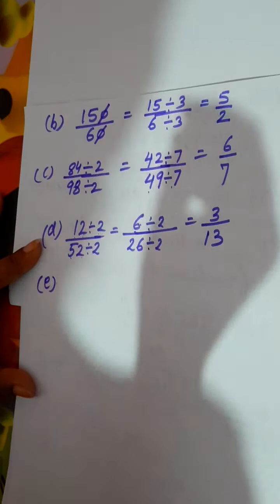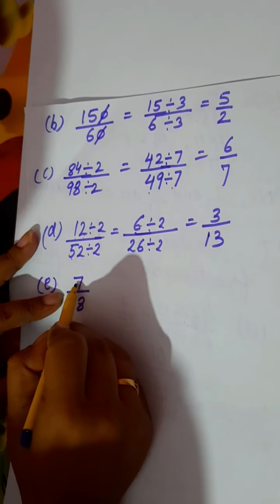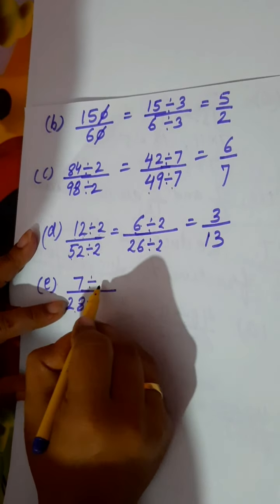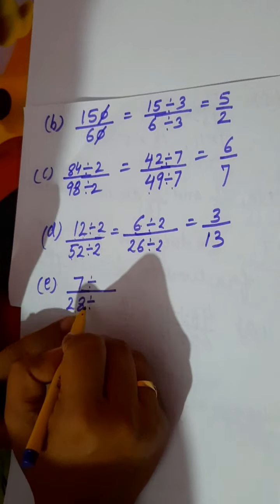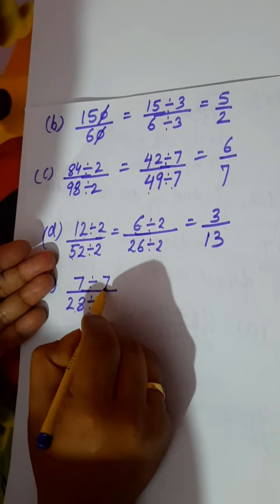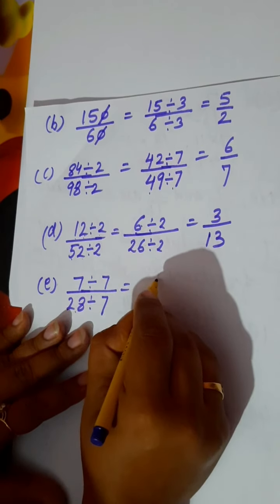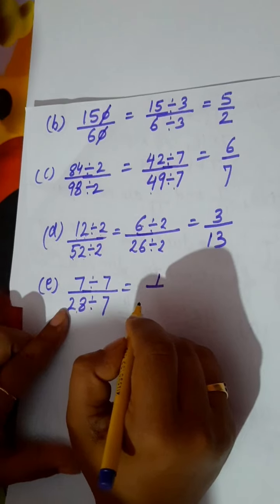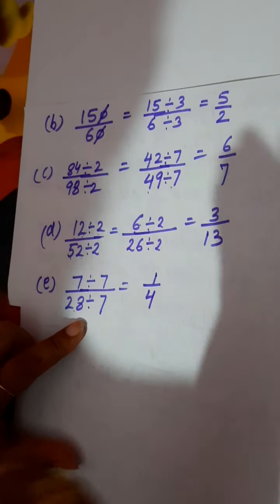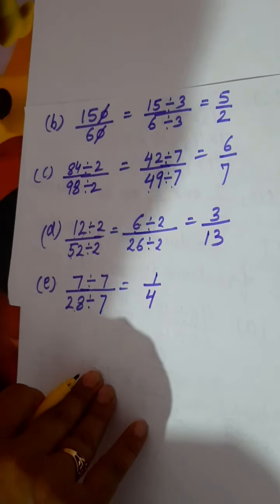So next we have E part. E part is 7 upon 28. Both numerator and denominator are divisible by 7, because here 7 is odd and 28 is even, and we know that both are divisible by 7. When you divide 7 by 7, you will get 1. When you divide 28 by 7, you will get 4. In this way you just reduce in the simplest form.